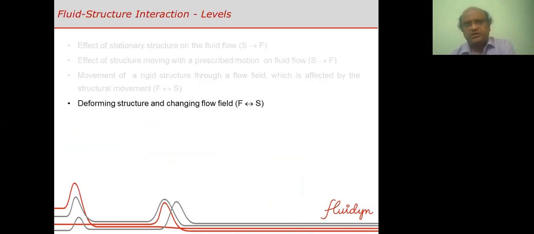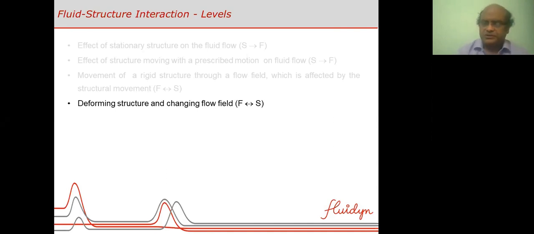Finally, we look at the complete fluid structure interaction problem. In all the previous cases, you might have noticed that the moving bodies don't deform. They are rigid. They don't change size or shape. Now we come to problems where the structure may deform, like the one we had seen with the parachute.